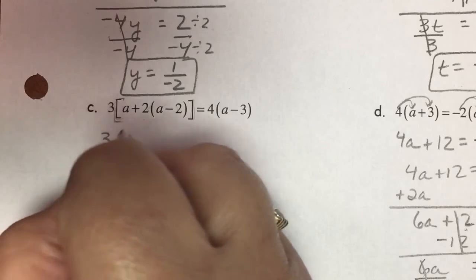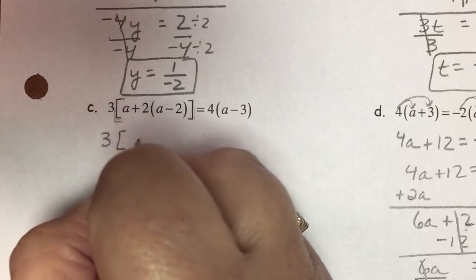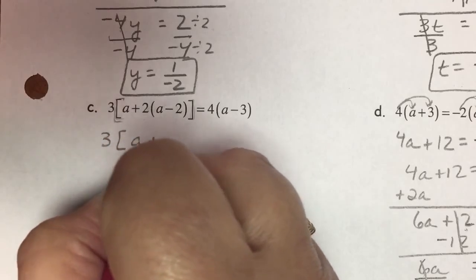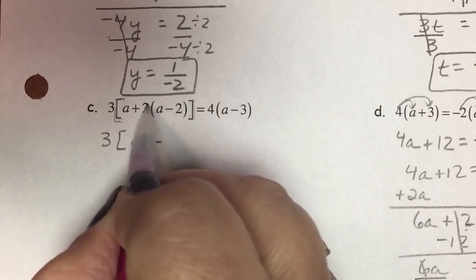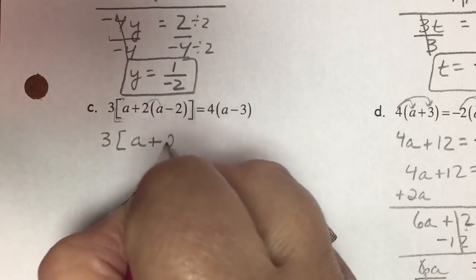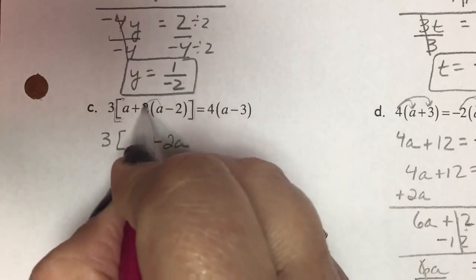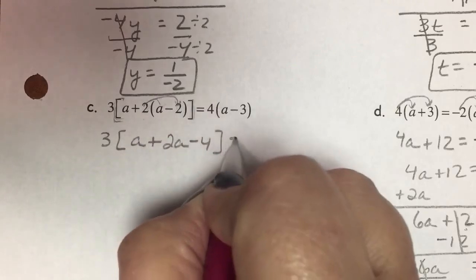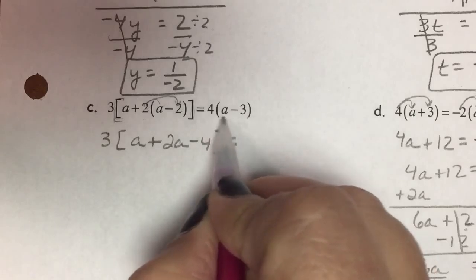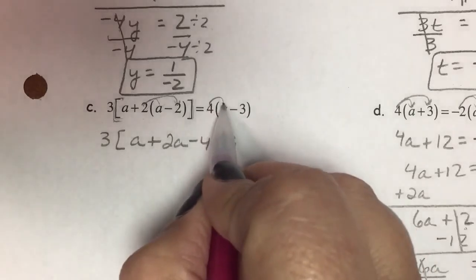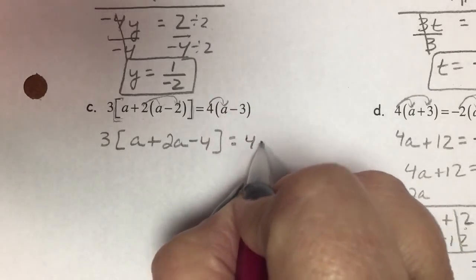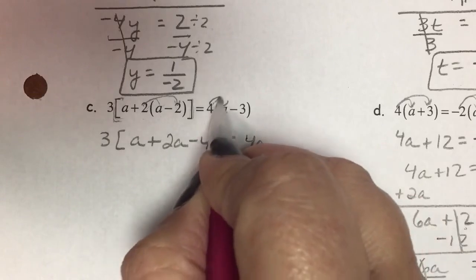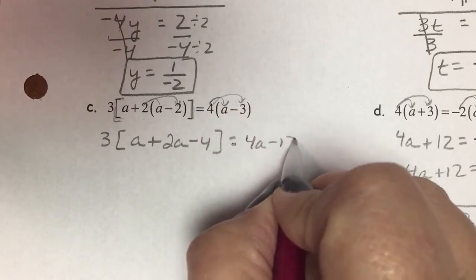So we'd have 3 brackets, A plus, now it's time to distribute, so 2 times A is 2A, and 2 times negative 2 is negative 4. And we can go ahead and distribute on the right-hand side too. 4 times A is 4A, and then 4 times negative 3 is negative 12.